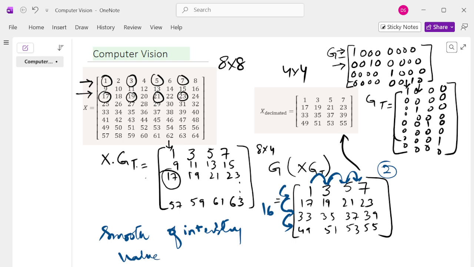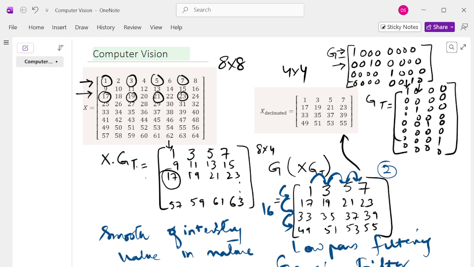values in natural images. So if we want to decimate and do not want this artifact, then what we can employ is low pass filtering. And here we would be discussing a special low pass filter which is known as the Gaussian filter. Thank you very much.